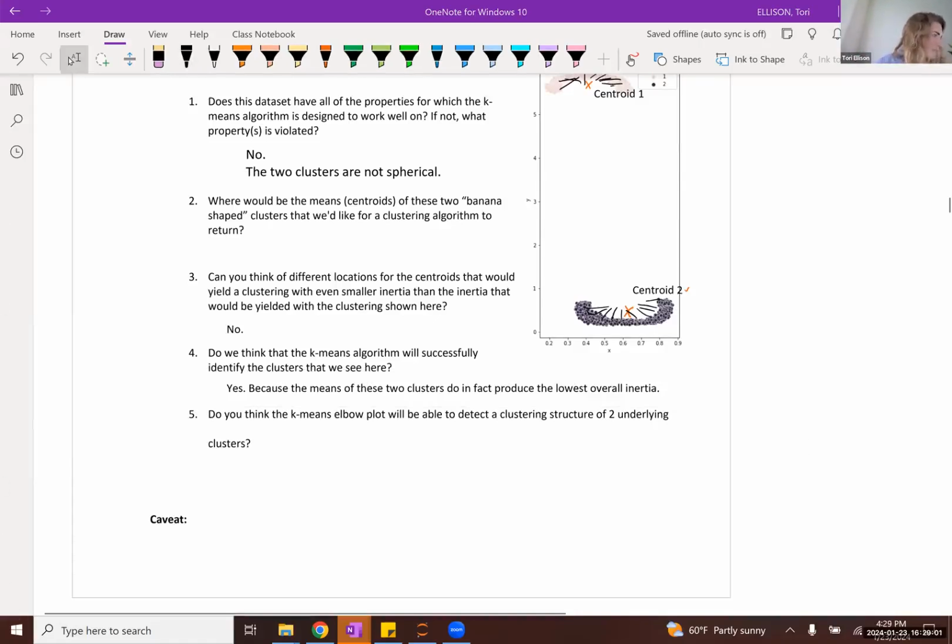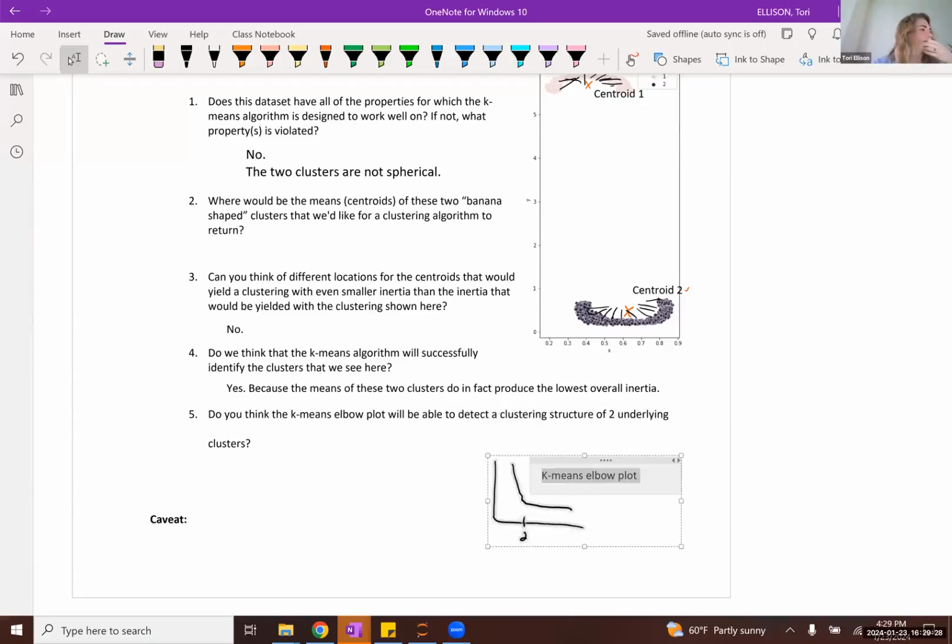So I'm curious what we think about that. Do we think that the k-means elbow plot method will be able to indicate to us that there are, in fact, two inherent clusters in this data set? So yes or no? Do we expect to see something like this? Okay. All right, we're seeing an overwhelming majority say yes.